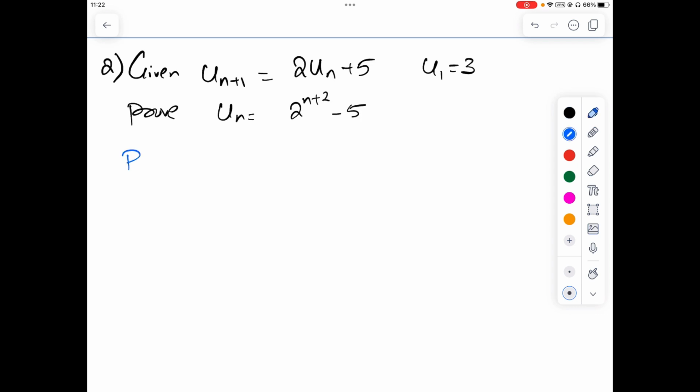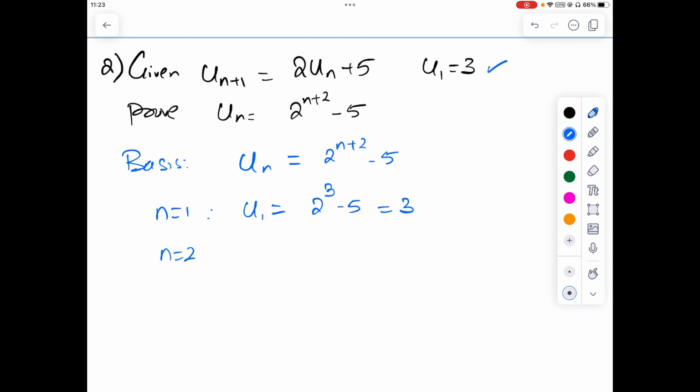What am I going to do for the basis? Take the formula which I have to prove and plug in n equals 1. So u_1, what does it become? 2 power 3 minus 5, which is 8 minus 5, 3. So it is correct. Then n equals 2. So what do I get for u_2? 2 power 4 minus 5, which is 11.